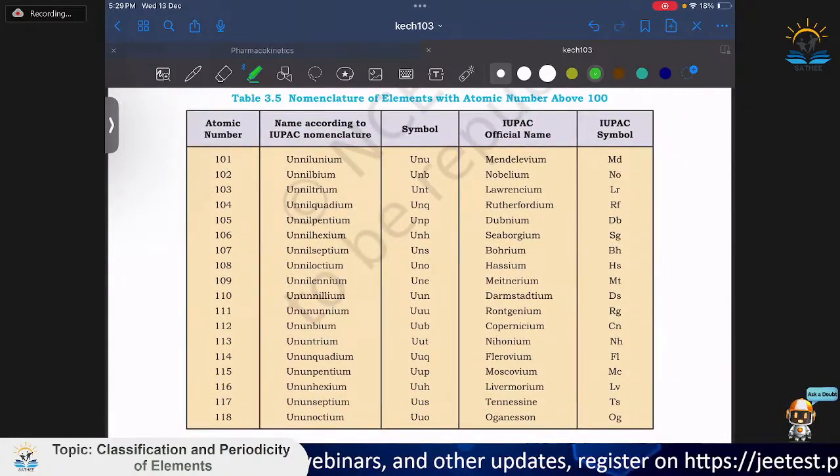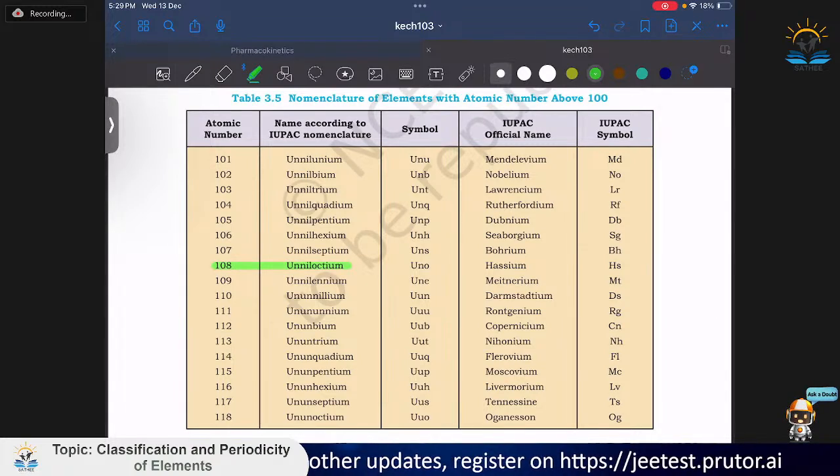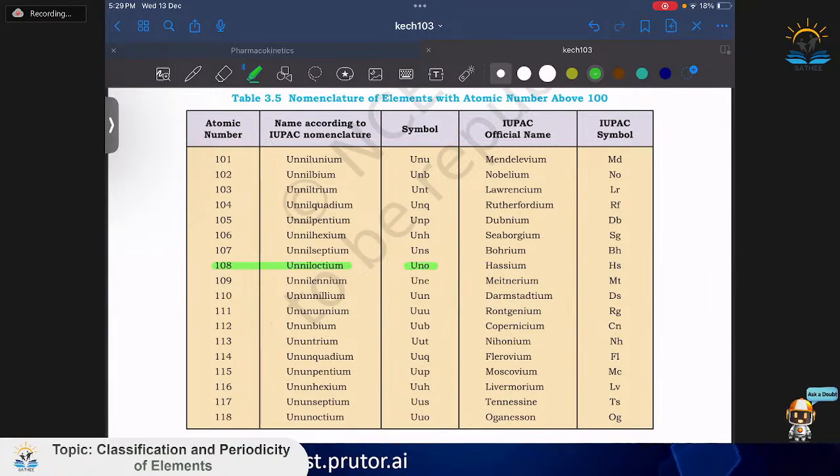Giving an example, suppose you have to name number 108. So you will name it: 1 stands for un, 0 stands for nil, 8 stands for oct, and last you have to put ium. So un, nil, octium, right? The symbol will be Uno. Right now, the official IUPAC name for this element is hassium.